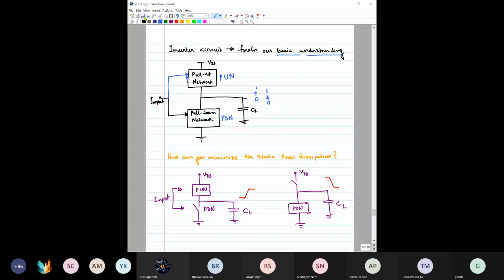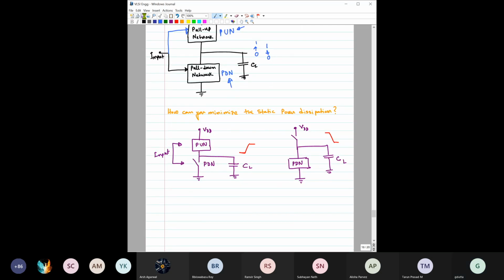Right. So I hope you understand from this part that there is a pull up network and a pull down network, and this is the general block diagram, right? Now we have to carefully choose what we can use for this pull up network and what we can choose for this pull down network. Remember, our goal is to minimize the steady state power dissipation, right? That was the goal with which we started this discussion.